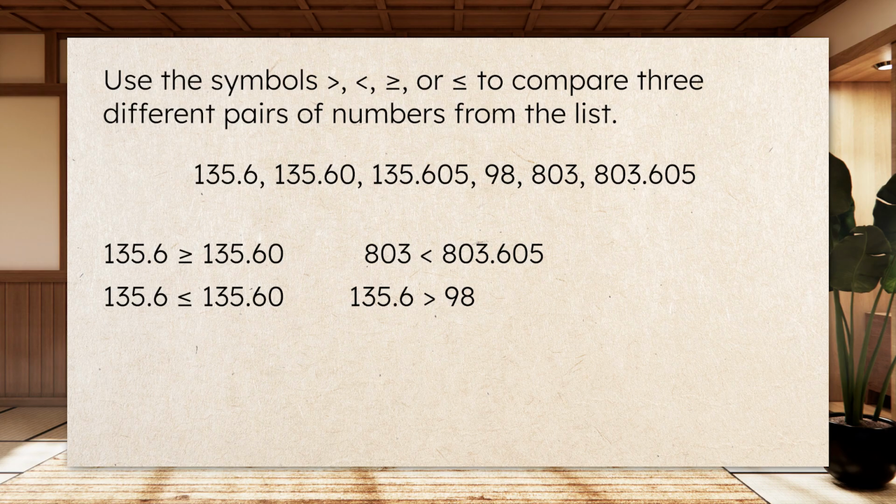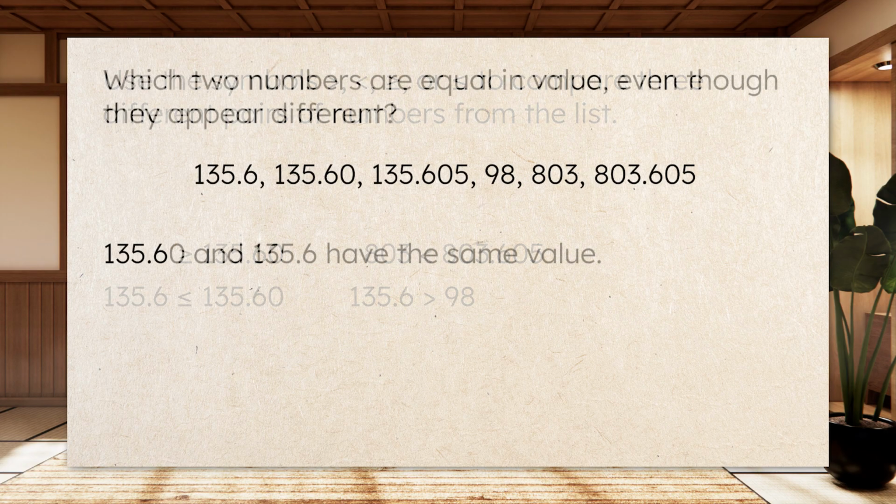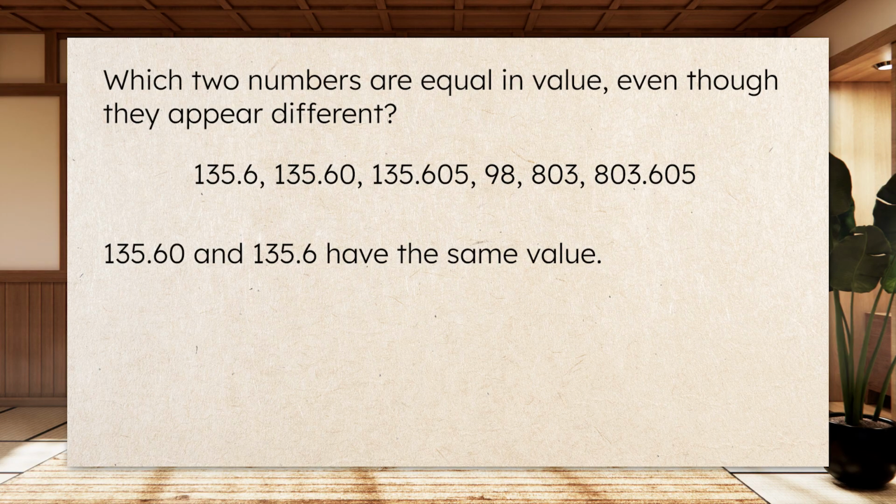Did you come up with different comparisons than I did? Just double-check that your symbol opens to the greater number, or that numbers are equal if you used a greater than or equal to or less than or equal to symbol. Next, we know that 135 and 60 hundredths has the same value as 135 and 6 tenths, even though this one has a 0 in the hundredths place, since adding 0 on the end doesn't change the value.